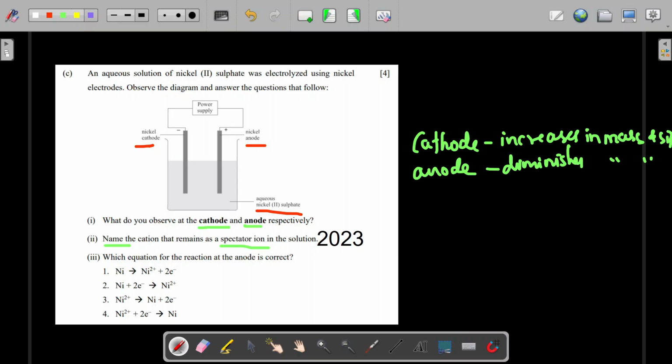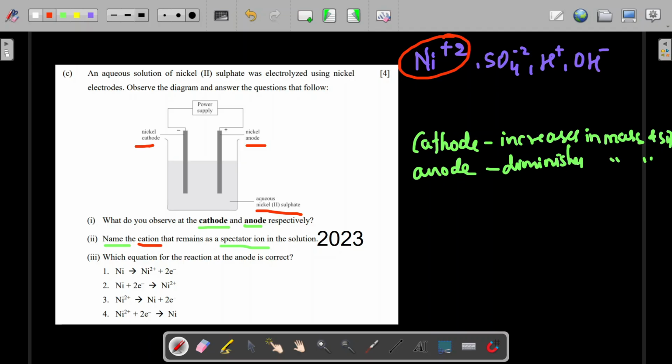There are some ions which are there in the electrolyte solution, but they are not taking part. They are just there in the solution. Such ions we call spectator ions. So when you take nickel sulfate solution, aqueous, nickel sulfate will form nickel ion and sulfate ion, and water will form H plus and OH minus. Now they have asked here to name the cation. Anyway, nickel is taking part in the reaction, so that is not a spectator ion.